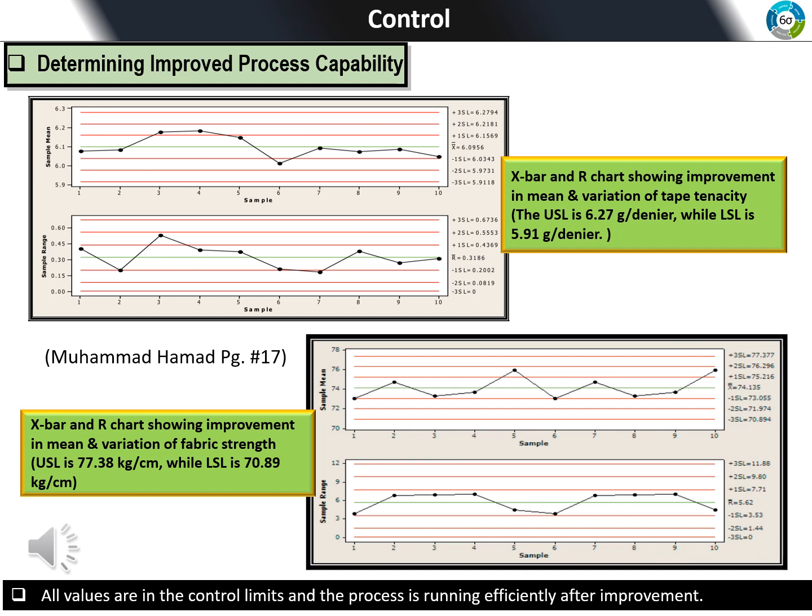Determining improved process capability. In conclusion, all values are within the control limits and the process is running efficiently after improvement.